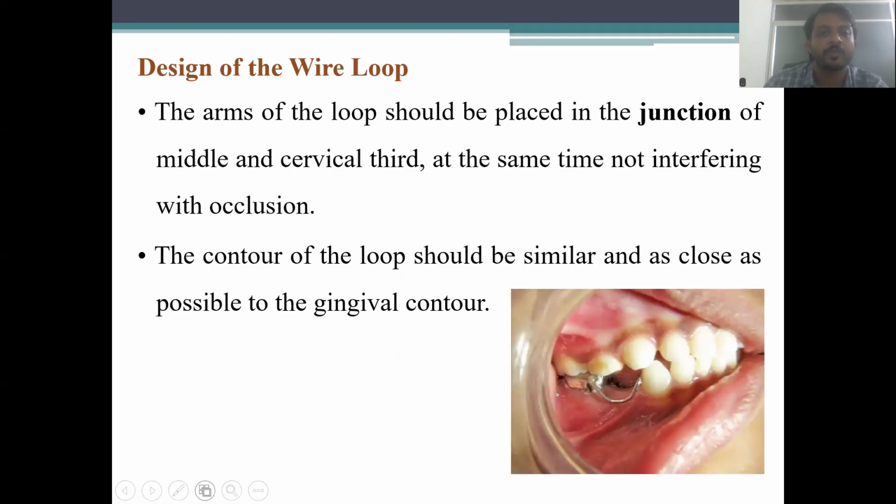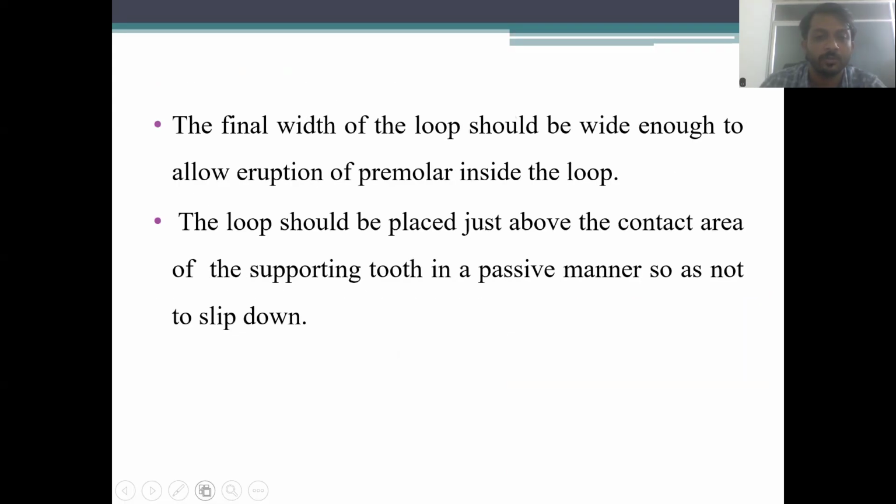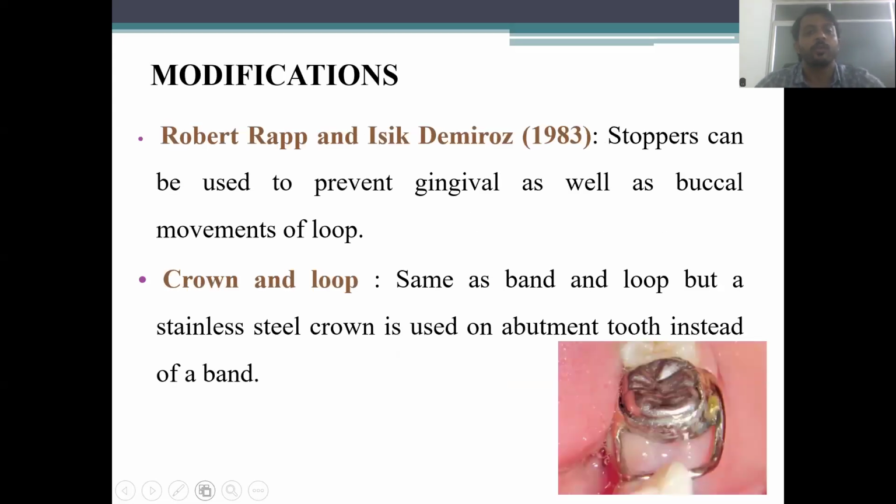Design of the loop. The arms of the loop should be placed at the junction of the middle and cervical third, at the same time not interfering with occlusion. And the contour of the loop should be as close as possible to the gingival contour. The final width of the loop should be wide enough to allow eruption of the premolar inside the loop. And the loop should be placed just above the contact area of the supporting tooth in a passive manner so as not to slip down. So the modifications are, according to Robert Rapp and Isidore Demiros, stoppers can be used to prevent gingival as well as buccal movement of the loop.